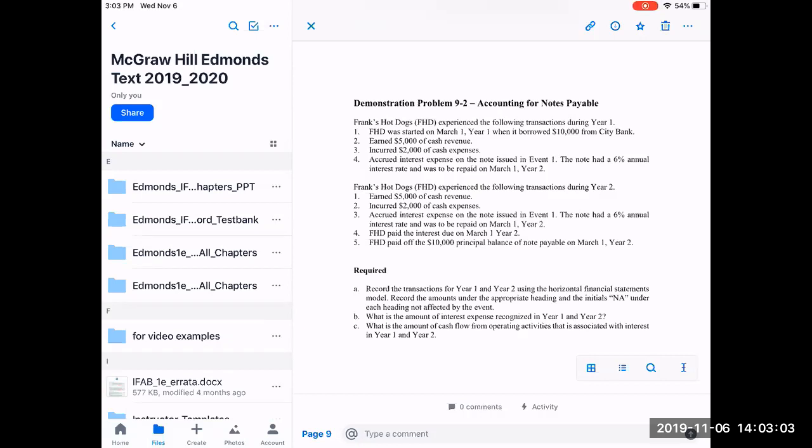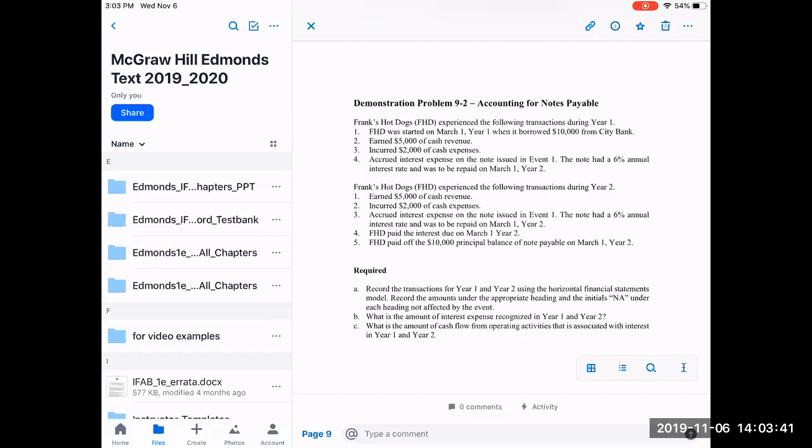For year 2, they experienced the following transactions. They had cash revenue, they had cash expense. We need to record the interest expense on that note because remember, we haven't done any sort of horizontal transaction record keeping since December of year 1. So we need to update for January and February of year 2 to record the amount of interest that was incurred for year 2 and then pay it off as well. So they pay the interest due and then pay off the note. So we're going to record the transactions.